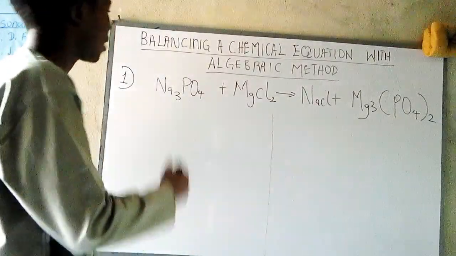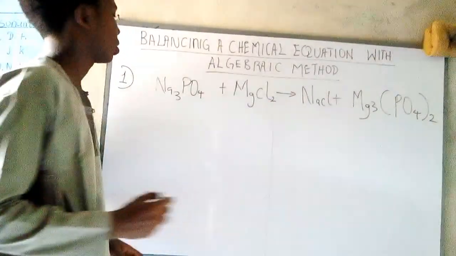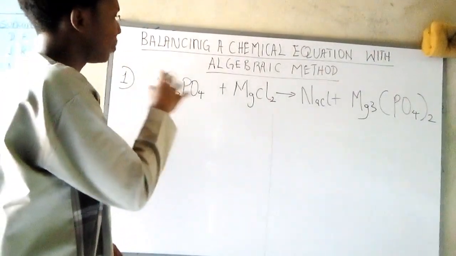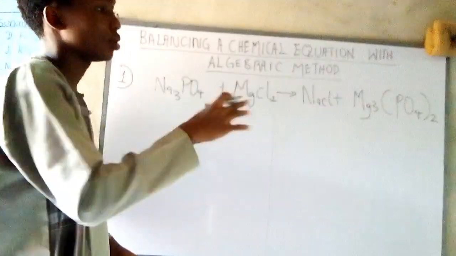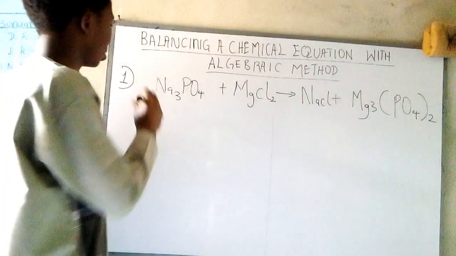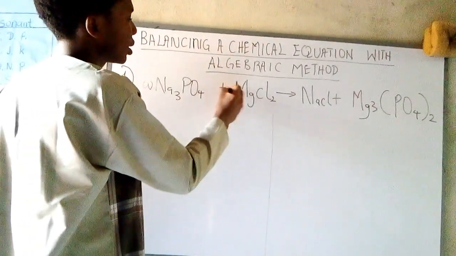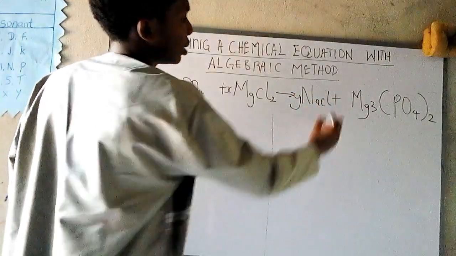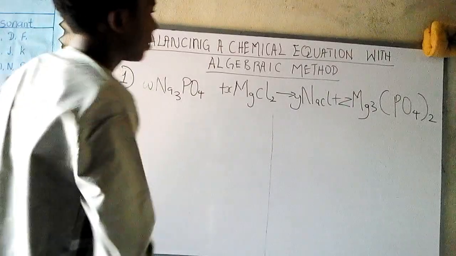So first of all, we have to assign an arbitrary coefficient. I don't want to use A, B, and C because it looks like the compound. You have to use something off. So let's use W, X, Y, and Z.